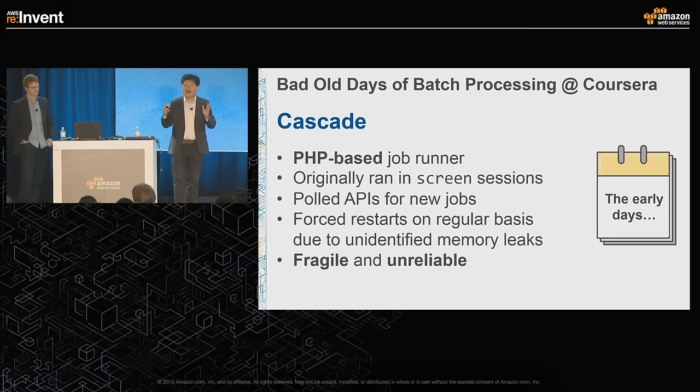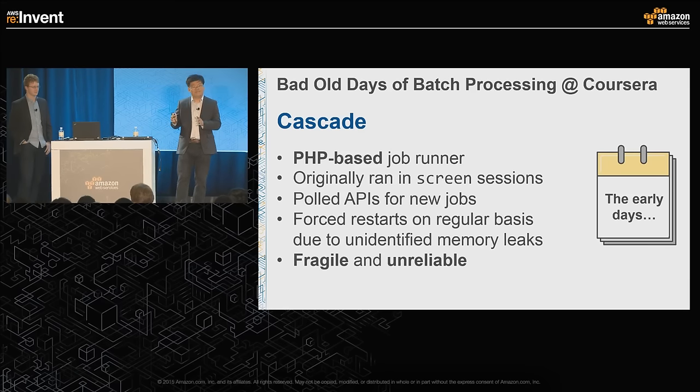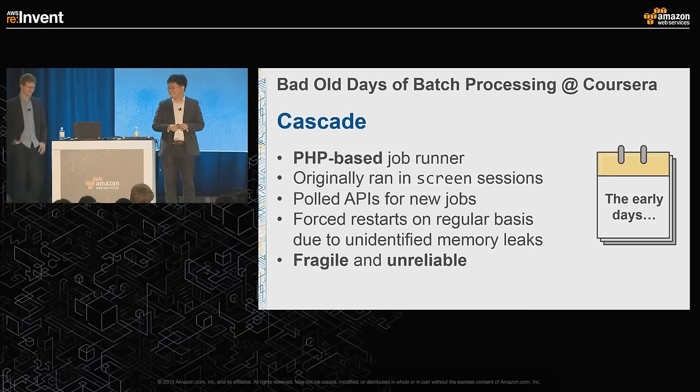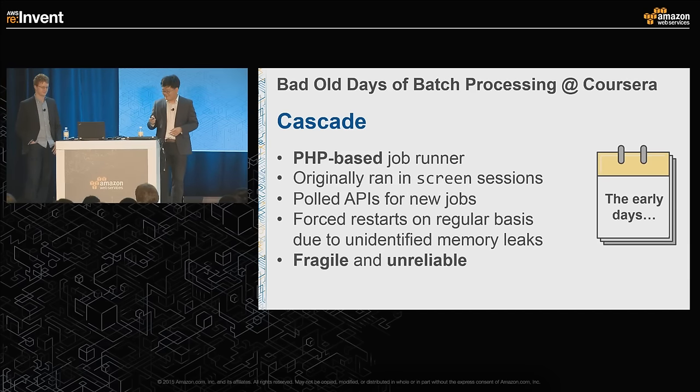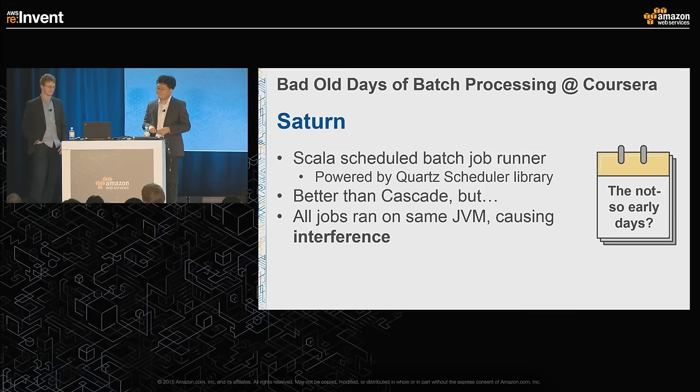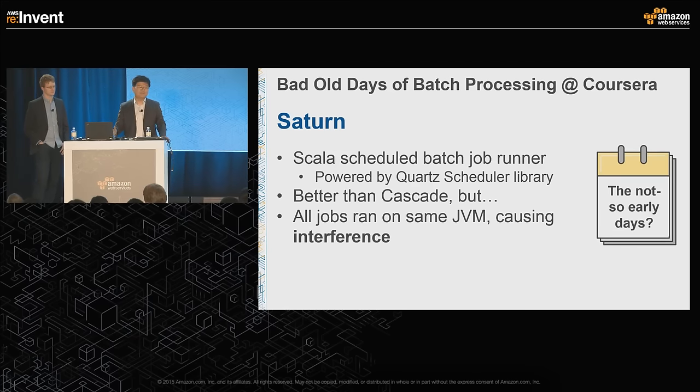So we had a lot of unexplained memory leaks that forced us to write a Python script that restarted the PHP scripts once in a while because of these memory leaks. And it made it really fragile and really unreliable, and our developers were not very happy. And as we moved from a PHP and Python-based backend to a Scala-based backend, we wrote this thing called Saturn, which is a Scala scheduled batch job runner. It's based on the Quartz scheduler library. So this was better than Cascade.